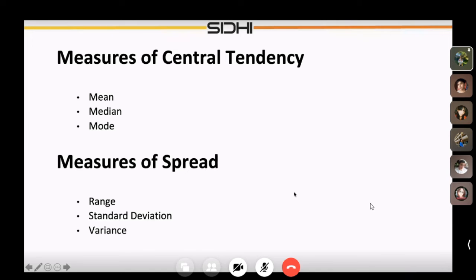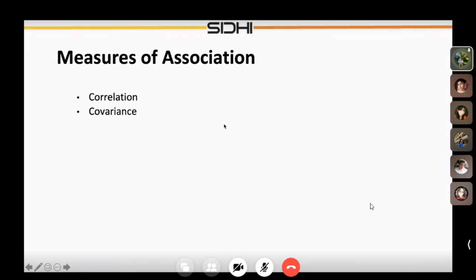So there are just those common things, and I'll just skim through this. There's the mean, median, mode, central tendency, and then there's the measures of spread. We have the range, standard deviation, and variance. And then we have also measures of association. So if one variable is increasing, does the other variable also increase or does it decrease? That's correlation. And the other aspect is covariance. More often than not, you would encounter correlation. Covariance is less used nowadays. And correlation is a derivative of covariance. So correlation is basically very, very robust.